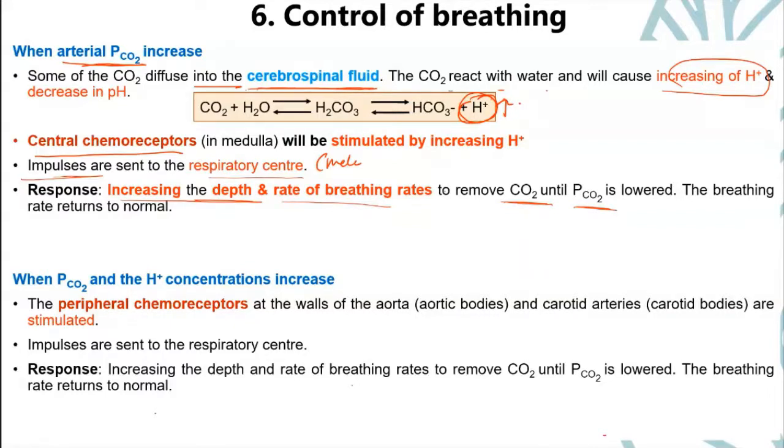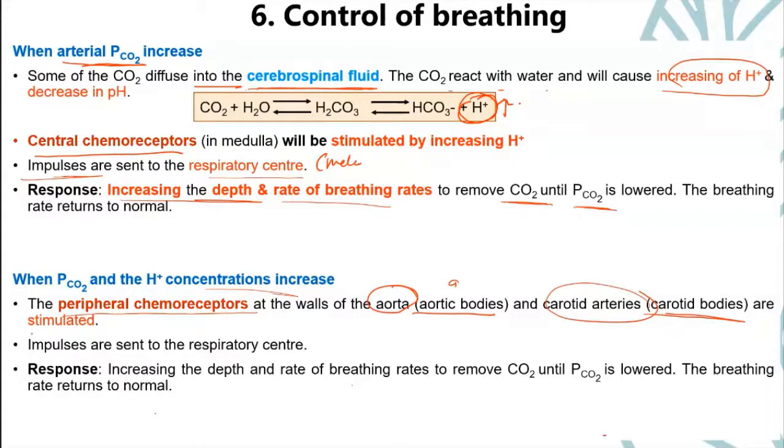Okay, so the next condition is partial pressure of carbon dioxide and the hydrogen ion concentration increase. Okay, so detected by the peripheral chemoreceptor. Dekat mana tadi? Carotid body in the aorta and also aortic body. Okay, aortic bodies in the aorta and also carotid bodies in the carotid artery. Ada dua tempat lah. Okay, aortic body dekat aorta lah. And then the other one, carotid bodies in the carotid arteries.